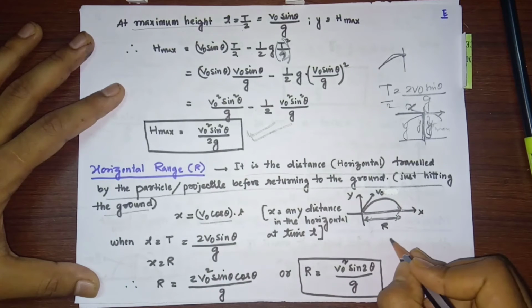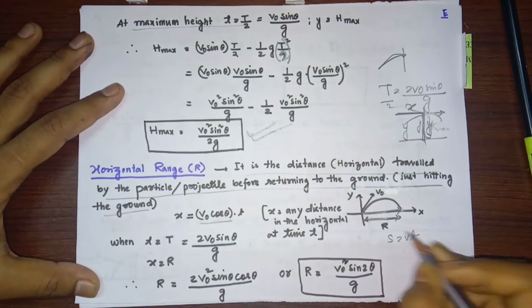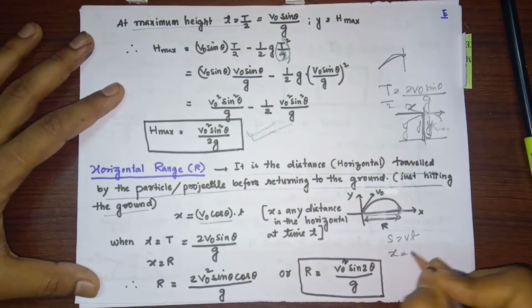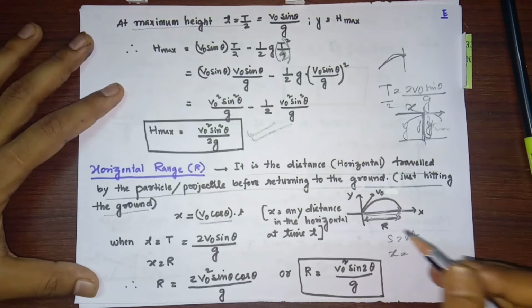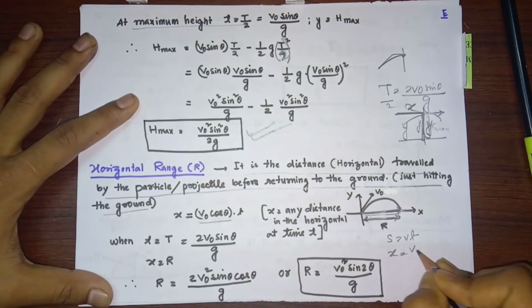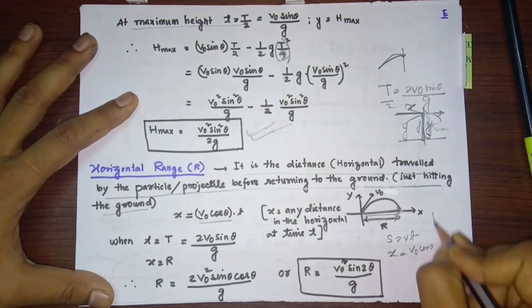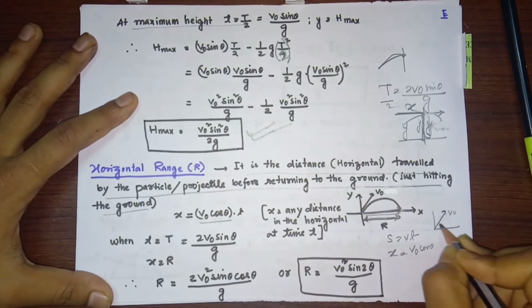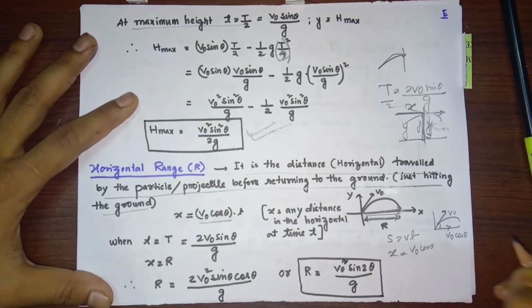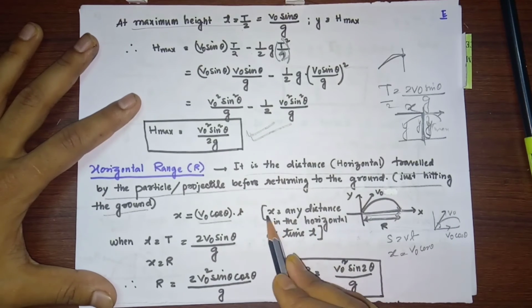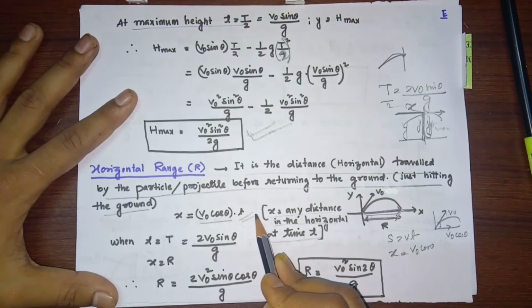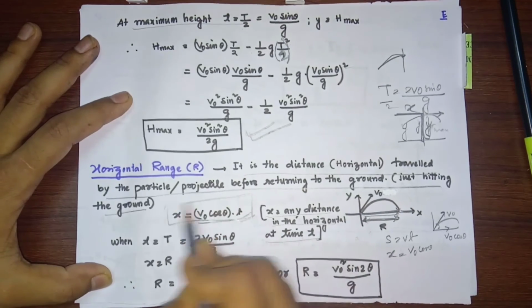Now we know s is equal to vt. As I am talking about horizontal range, it will be horizontal distance x, and the velocity will be the horizontal velocity, because we are talking about horizontal range. So it is v naught cos theta, the horizontal velocity, into t. So x is any distance in the horizontal at time t, where t is the instantaneous time.